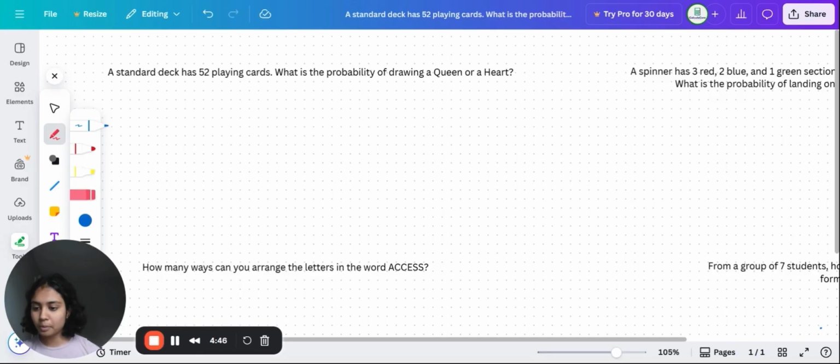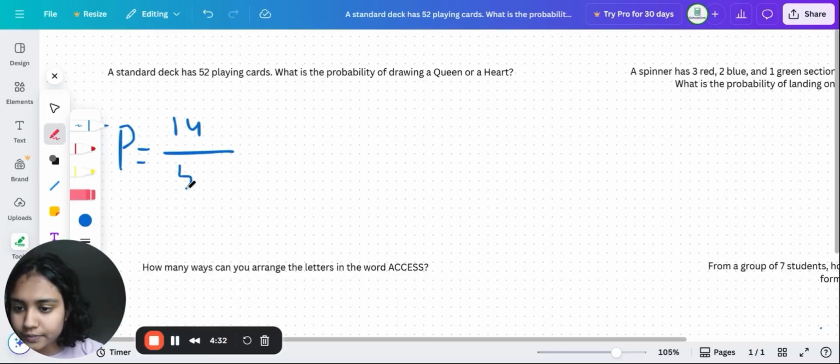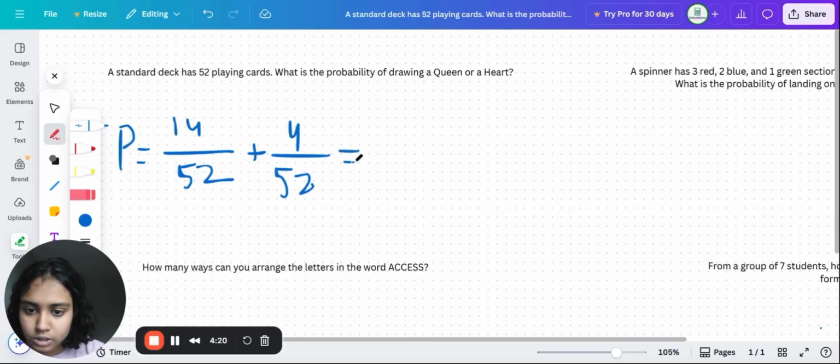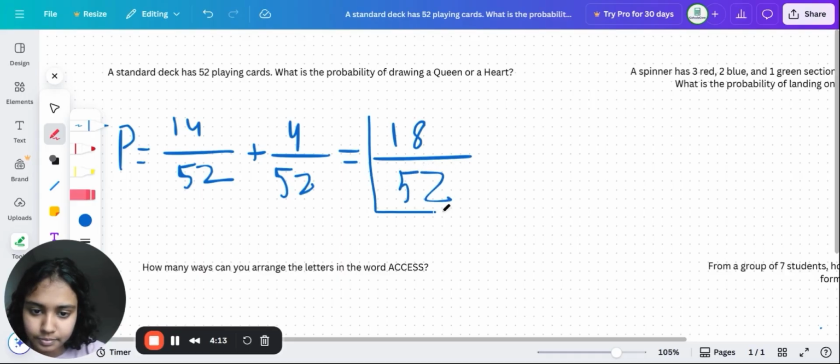So if you know our general probability formula, it is your favorable outcomes over the total amount of outcomes you can have. It's written as a fraction. So using the same general formula, let's find the probability for the situation. The first fraction would be 4 over 52, because out of 52 playing cards, 4 of those could be queens, so that's our probability there. And then of 52 playing cards, 14 of those could be a heart. So if we simply add these up together, you get 18 over 52, which is our answer for this problem.